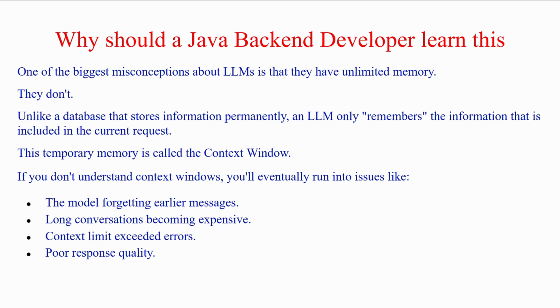How does this happen? Because there is a memory where all of this basic important stuff is stored. But that doesn't mean that you have unlimited memory. If ChatGPT starts giving unlimited memory to all of its users, it will go out of space very soon. So you do not have unlimited memory. Unlike your database, which stores the information permanently, an LLM only remembers what is included in the request. And that temporary memory is called the context window. That is why you really need to understand that context window is important, because it is temporary memory.